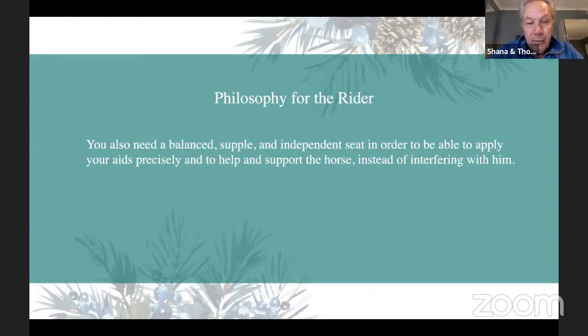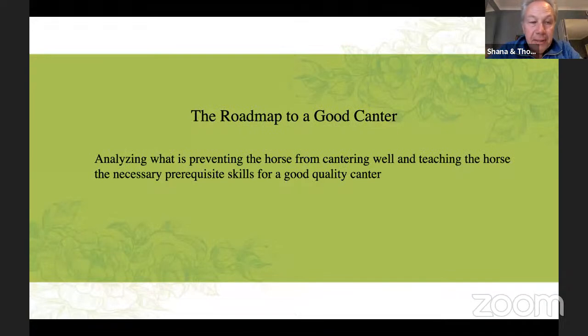And then of course, as a rider, we already said we need a balanced seat, a supple seat, an independent seat, in order to be able to apply the aids precisely and to help and support the horse instead of interfering with him, right? That's a very important point. So the stable, balanced, independent seat.